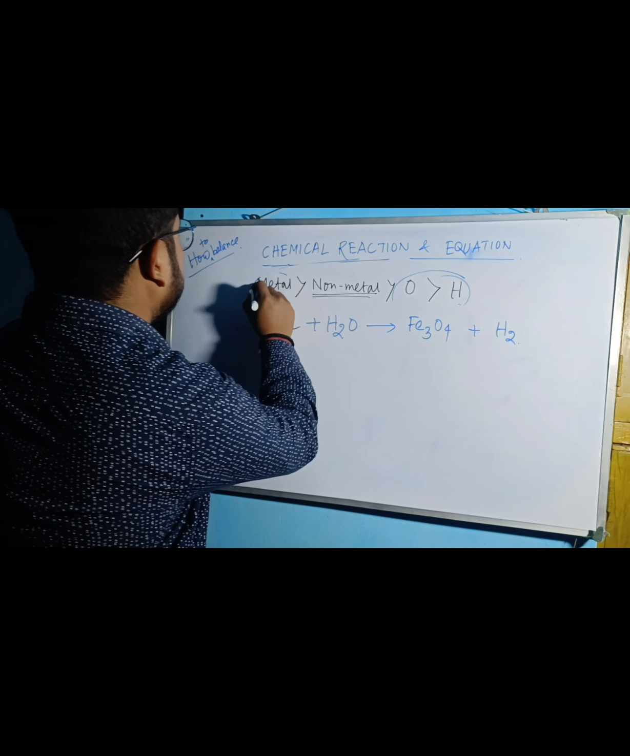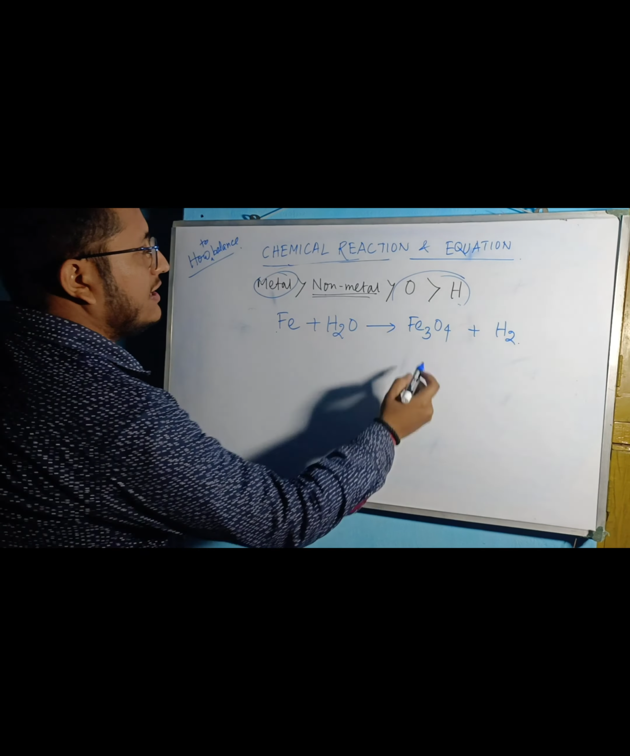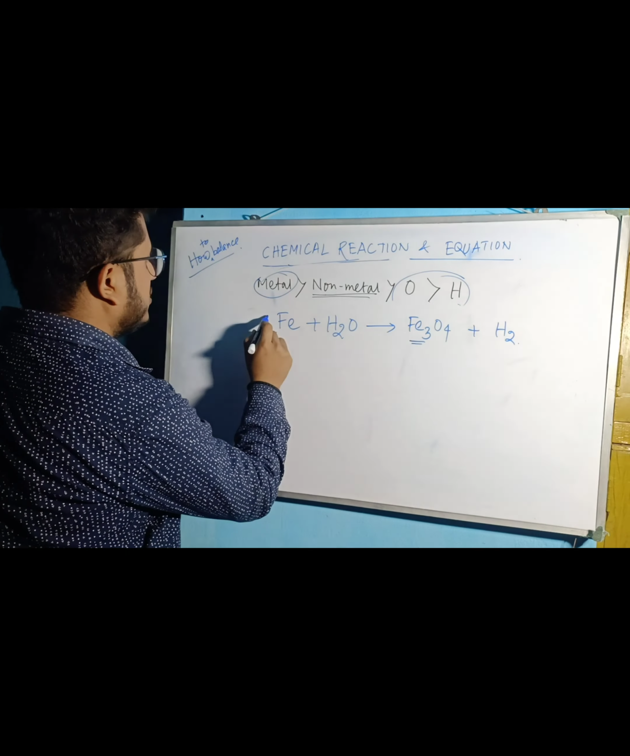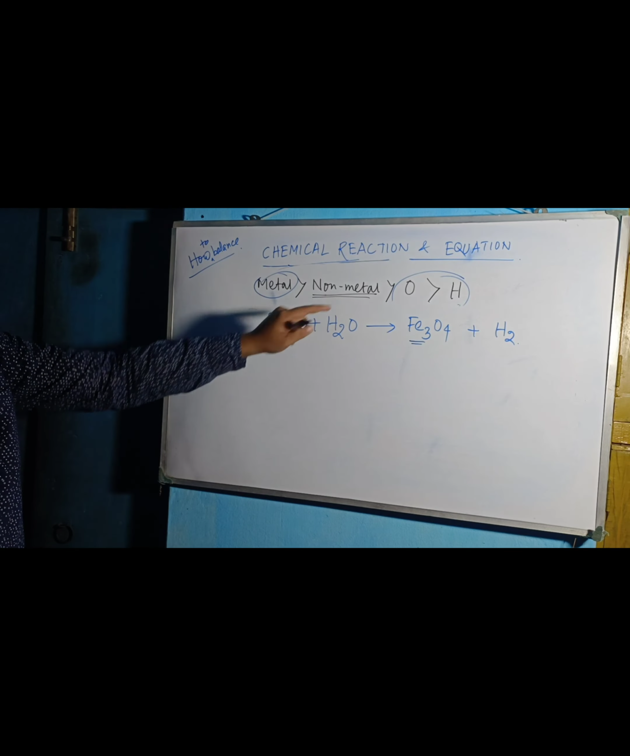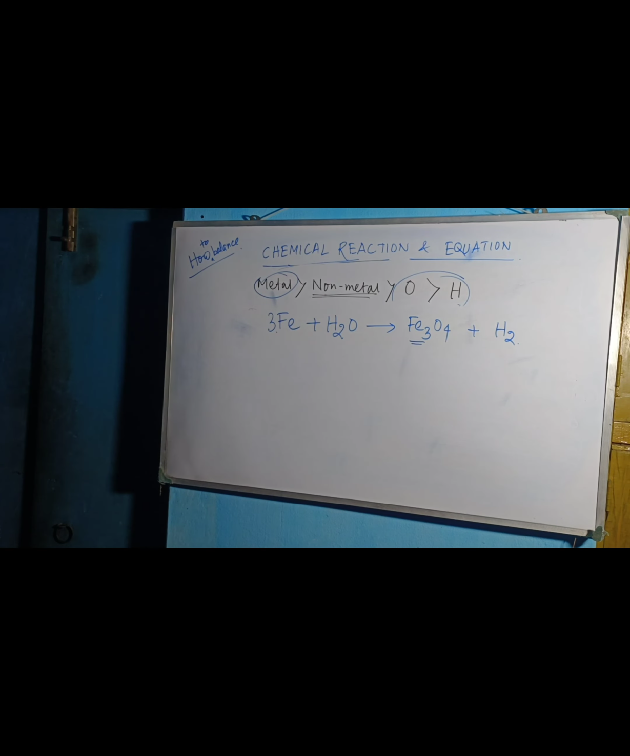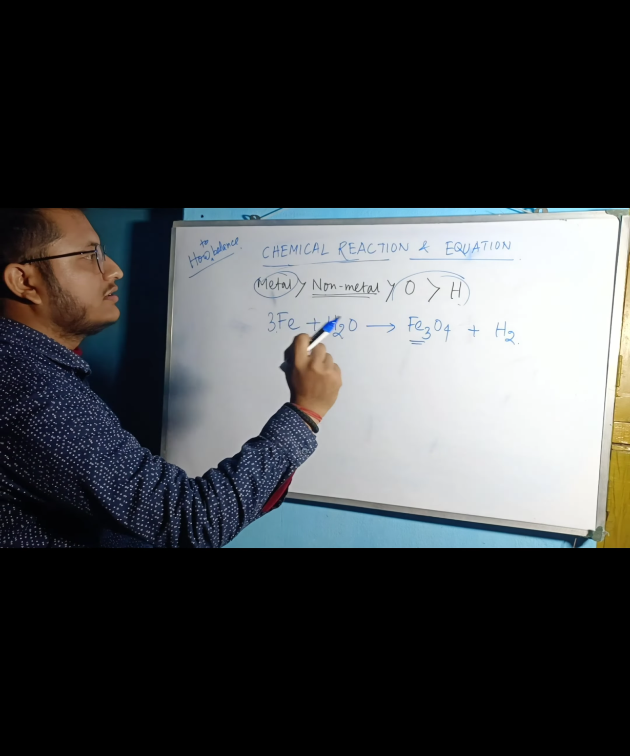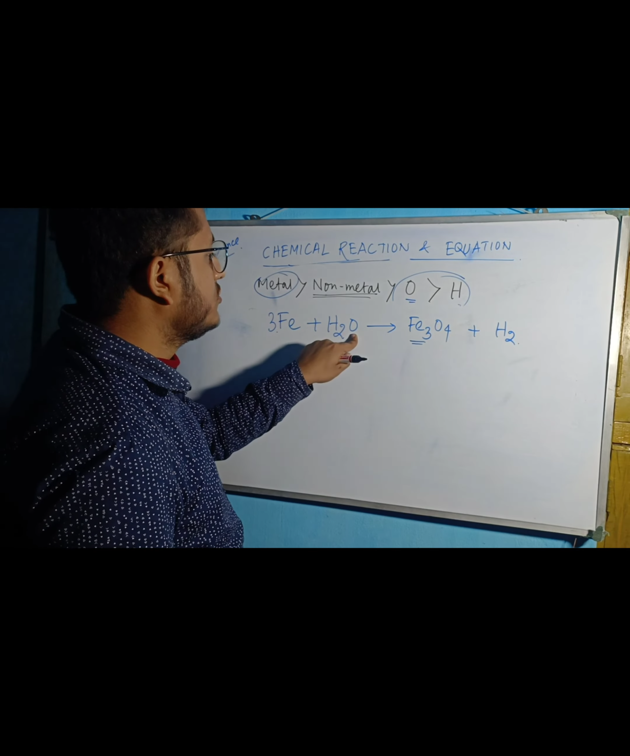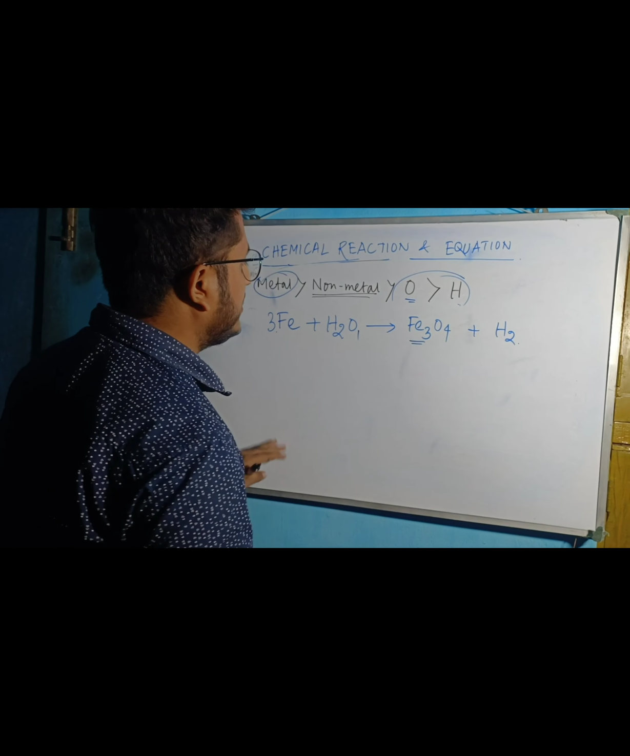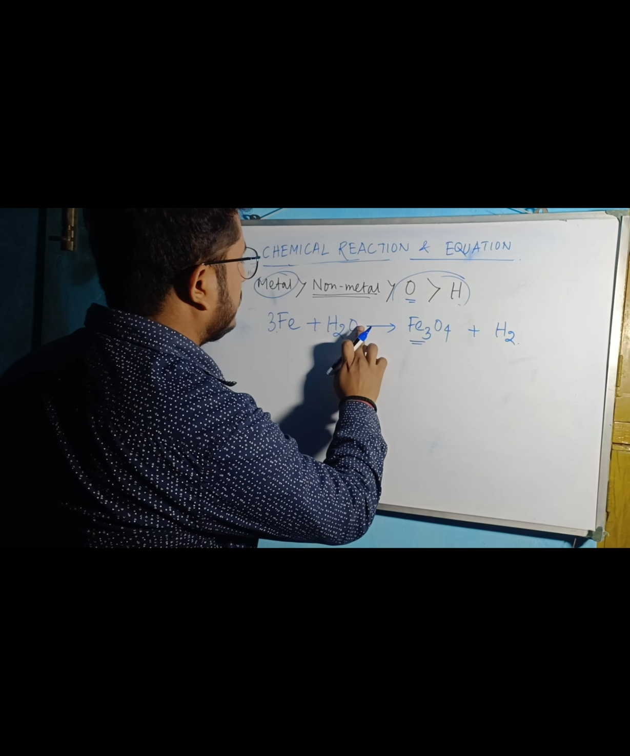Now what is the metal here? Iron is the metal. Here it is 3, so just put 3 here. After metal, come to the non-metal. What is the non-metal? There is no non-metal. So then come to oxygen. What is the level of oxygen? It is 1 here and it is 4 here. So just put 4.